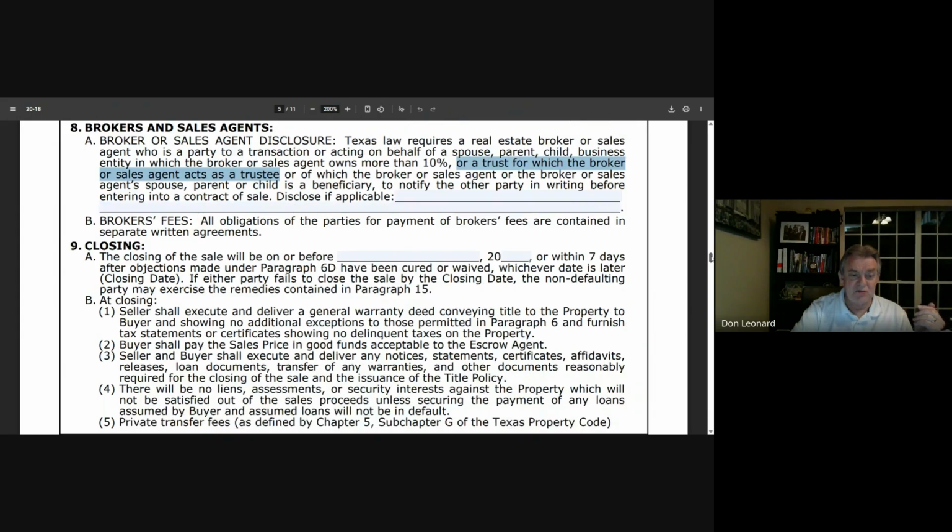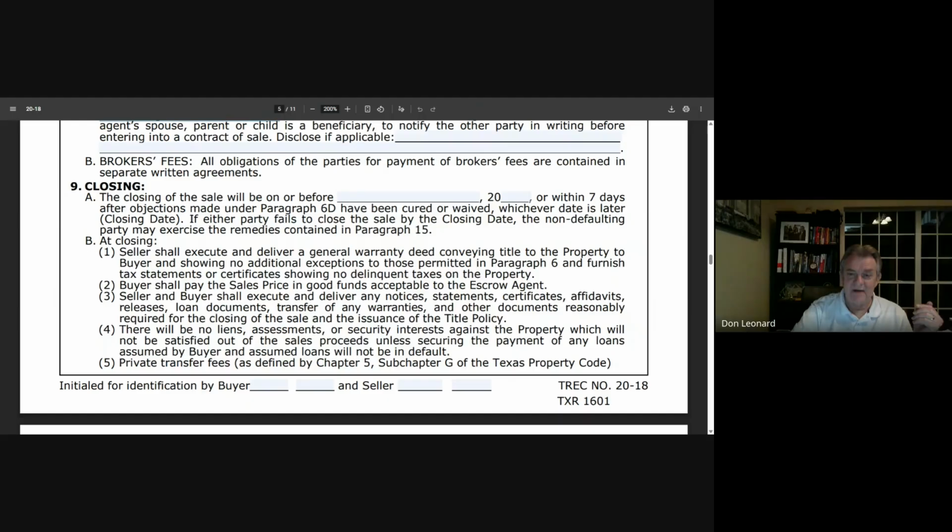Item 9 has to do with closing. We do have a closing date identified here, and it says it will be on or before that date. Of course, the only date that's actually been agreed to is the date you see here. So if it's going to be before, the only way it can be before is if both parties agree. One party can't arbitrarily say, hey, we're ready 3 days early, so we're moving the closing. Both sides have to agree to it.